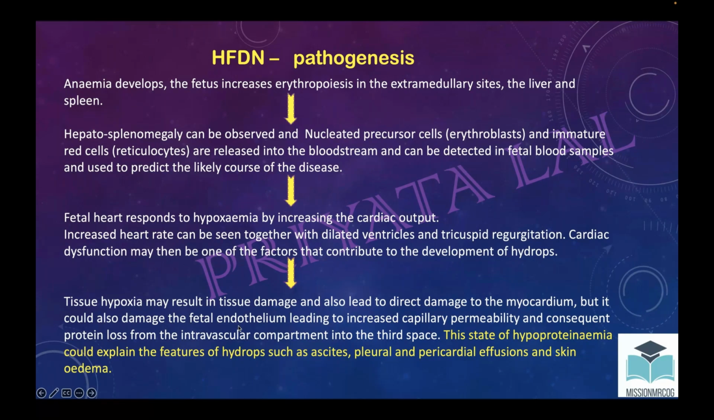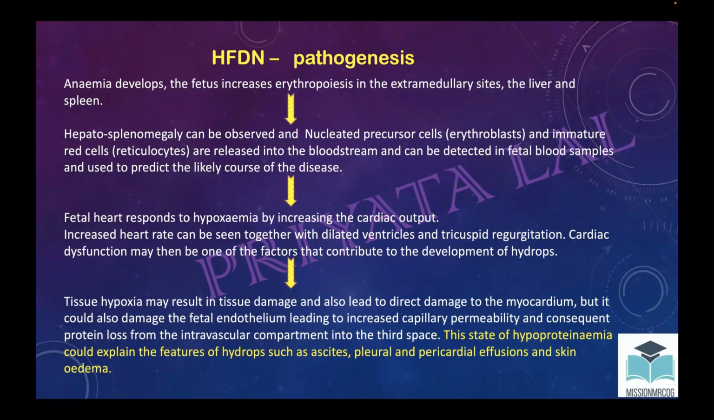Because of that there would be accumulation that will lead to protein loss, a protein loss from the intravascular compartment into the third space. So this will cause a state of hypoproteinemia. Because of that there would be ascites, pleural effusion, pericardial effusion, skin edema, so all kinds of edema, and that would lead to hydrops. So this is the knowledge about the pathogenesis of hemolytic disease of newborn.